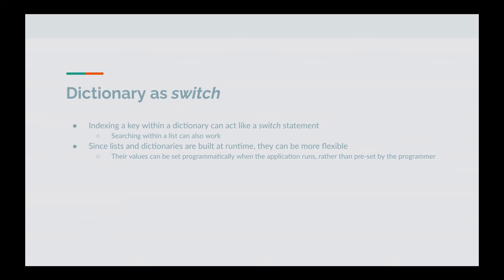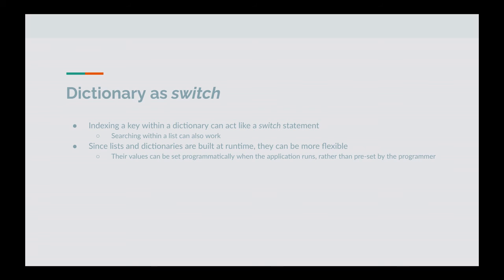So dictionaries, as you recall, have a key and a value that is associated to that key. If you do a comparison against key values within a dictionary, then that kind of gives you the functionality that a switch does. You can also do a search within a list by index number or actual values that are within the list.